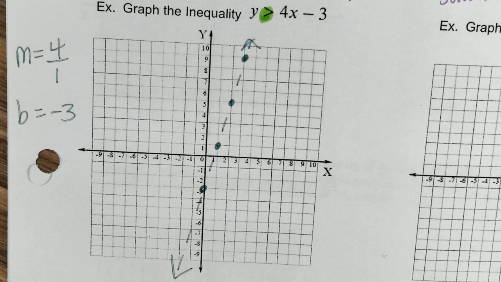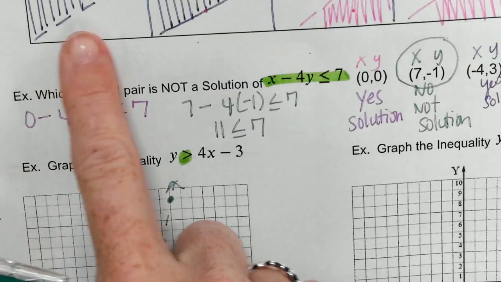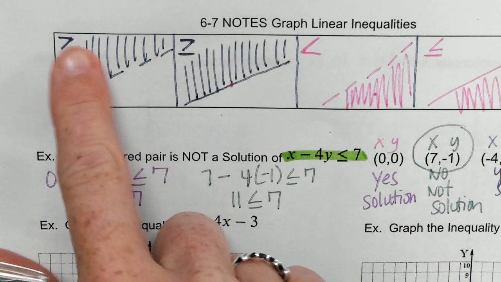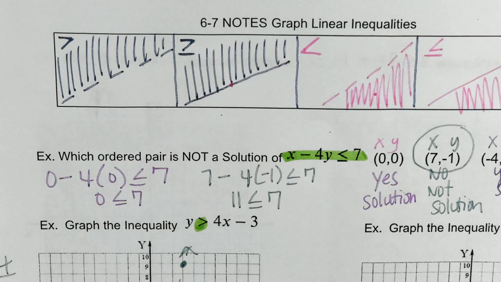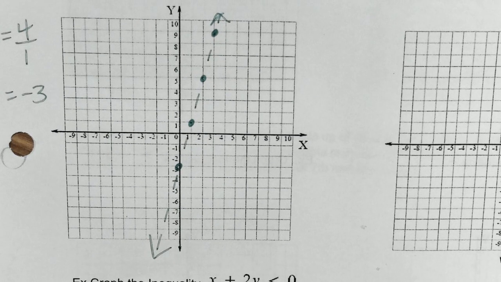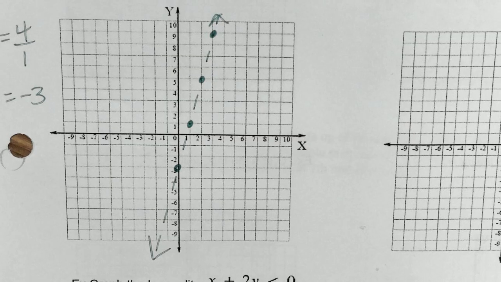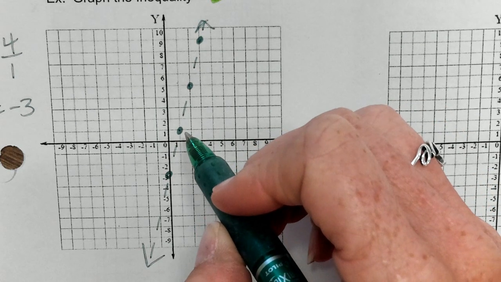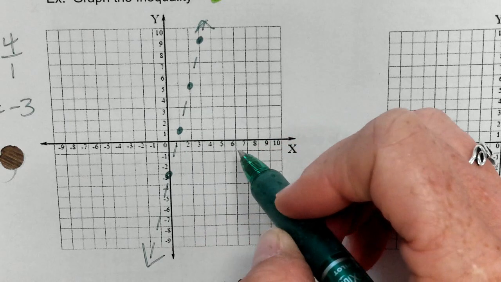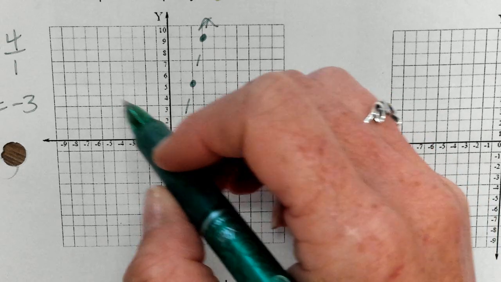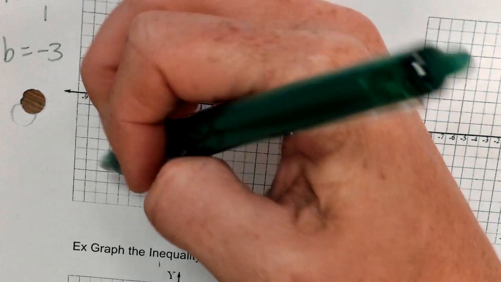Now I shade like this. Which way am I going to shade for greater than? Above. Now, sometimes this can get tricky because you're like, which way is above? Starting at the line, if I start over here, am I going to go up or down? Down. If I start over here, am I going up or down? Up. So this would be above.